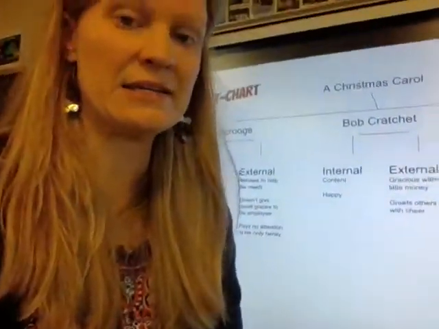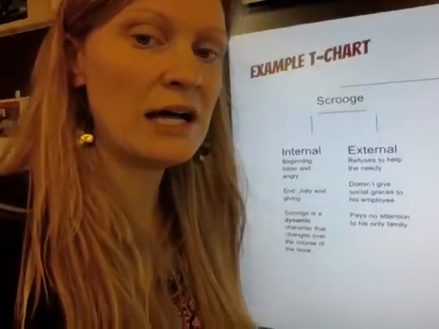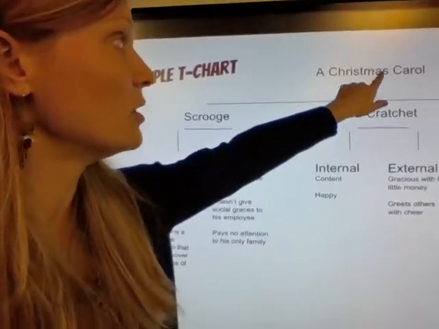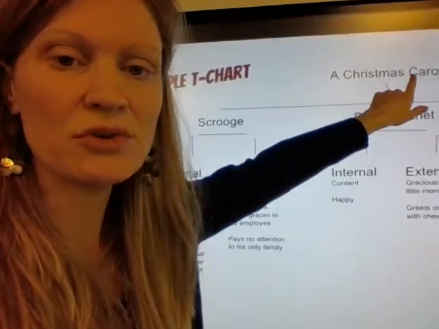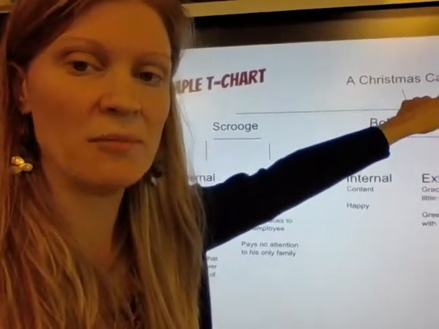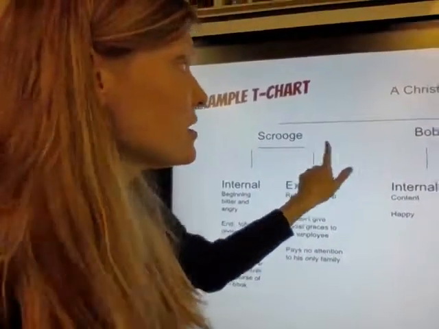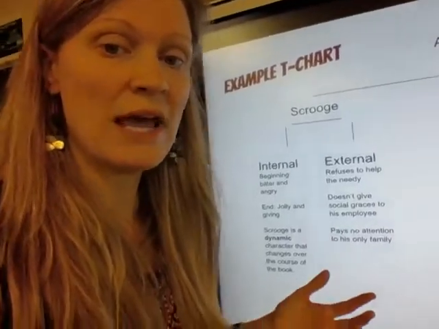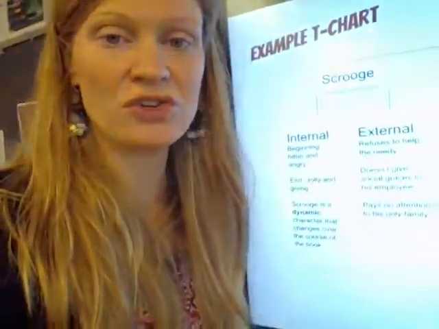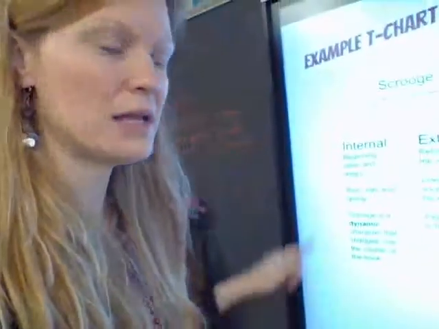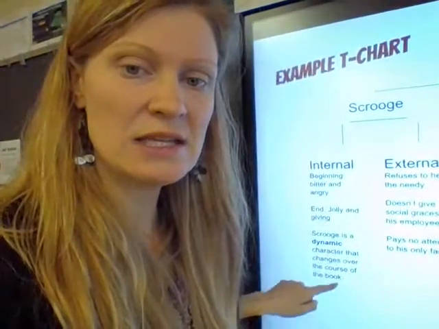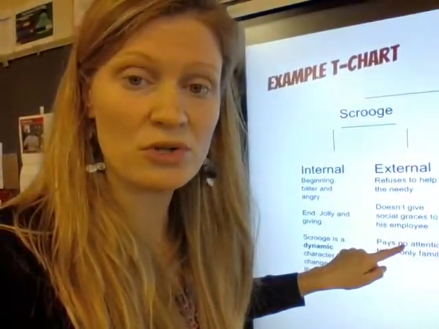The next slide is an example about A Christmas Carol, and their internal and external traits. This is what I'm looking for in your T-chart. If you have a title for your story already, put it there, and then at least 3 characters from your story that you are going to write about. And then I want to know about their internal and external conflicts or traits. So your main character might be one that you talked about yesterday, and filling these in comes directly from your notes.